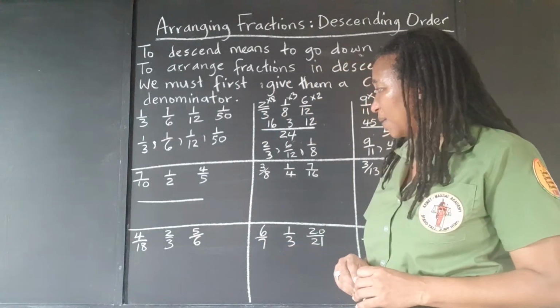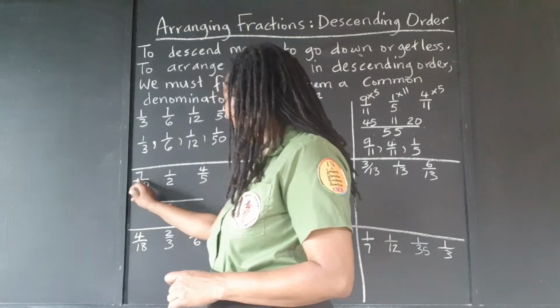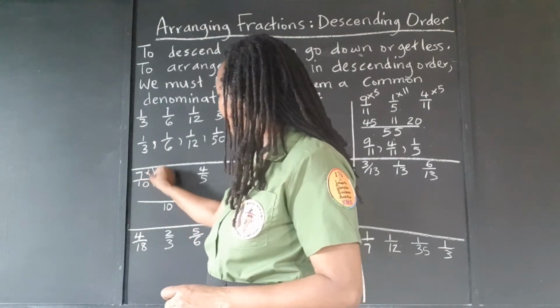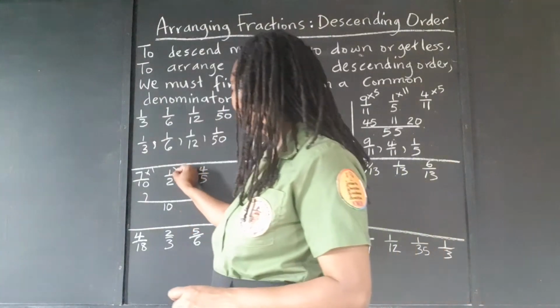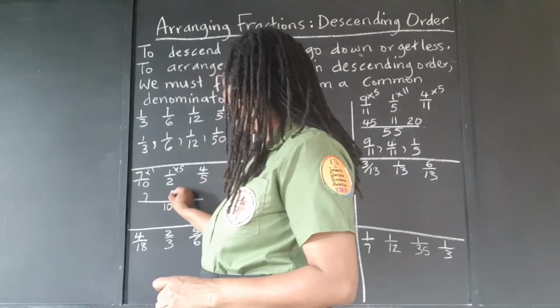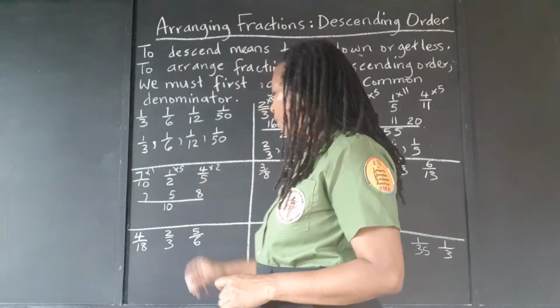Alright, so the LCM of 10, 2, and 5 would be 10. 10 goes into itself once, 7 times 1 is 7. 2 goes into 10 5 times, 1 times 5 is 5. And 5 goes into 10 twice, 4 twos are 8.